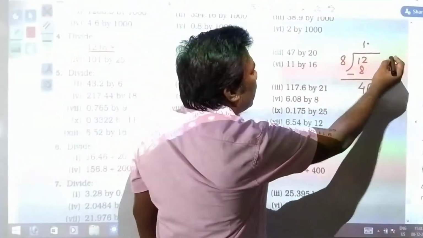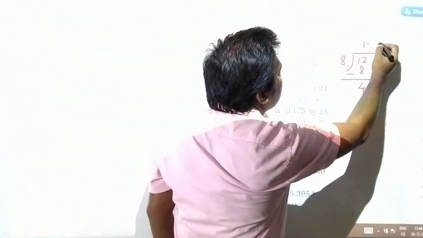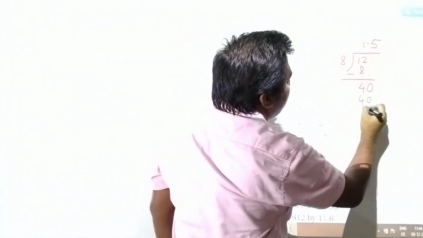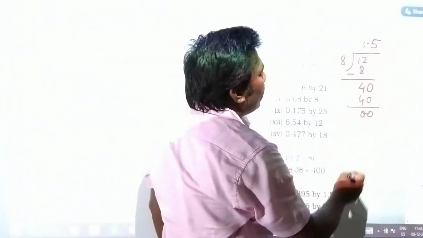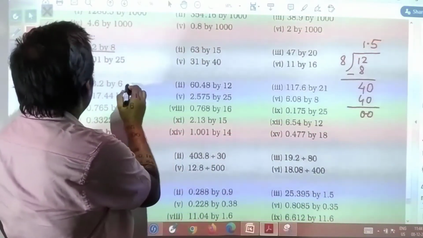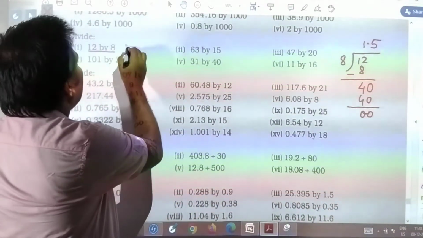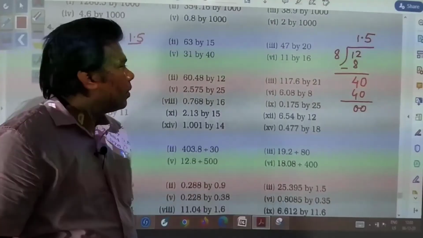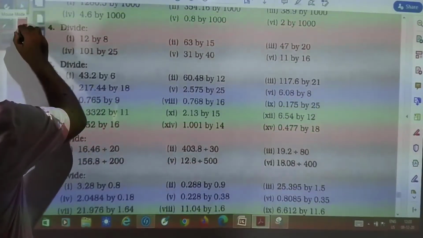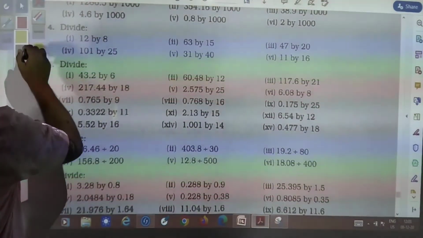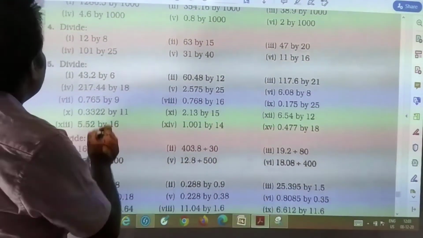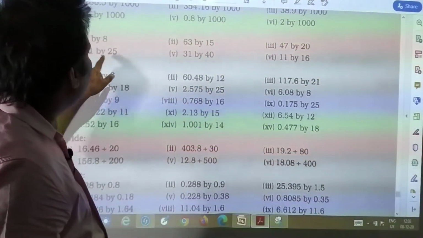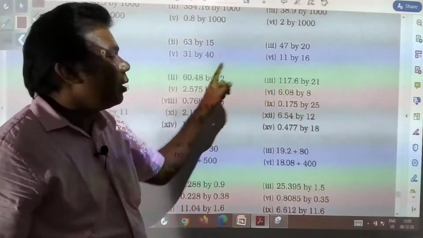And then you will write 8 5 ja 40. So 0 you have got. So your answer is 1.5. So these things, here you see similar questions are there. I think you will be able to solve. So try to solve by yourself.